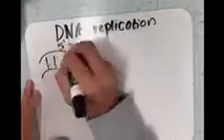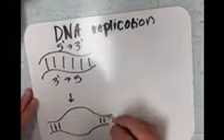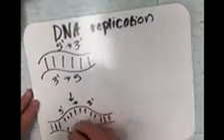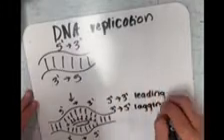DNA replication is the process by which DNA makes a copy of itself during cell division. The separation of the two single strands of DNA creates a Y shape called the replication fork. The two separated strands will act as templates for making the new strands of DNA.